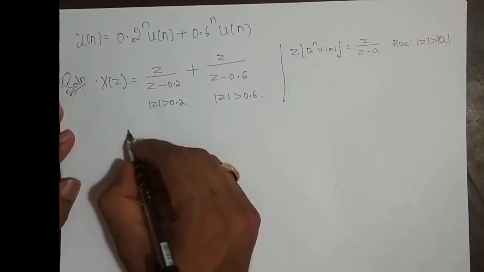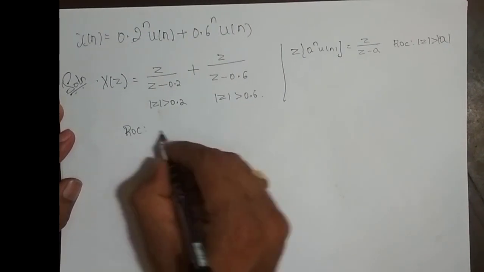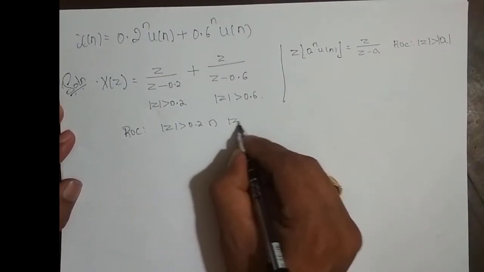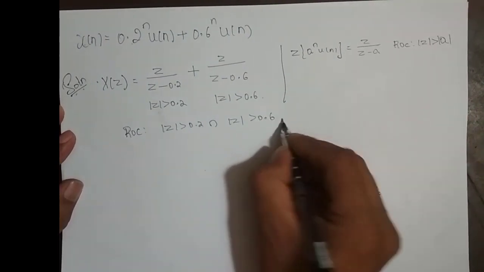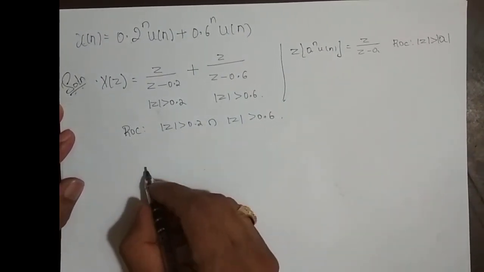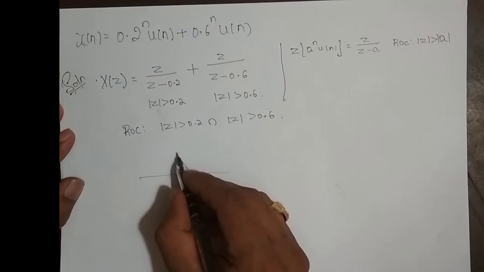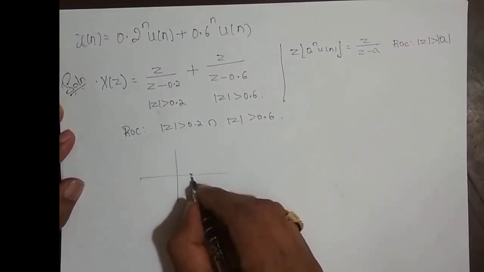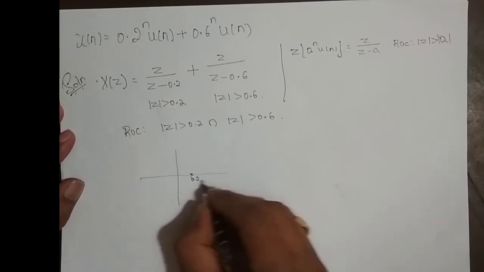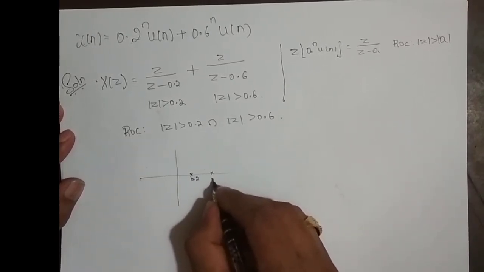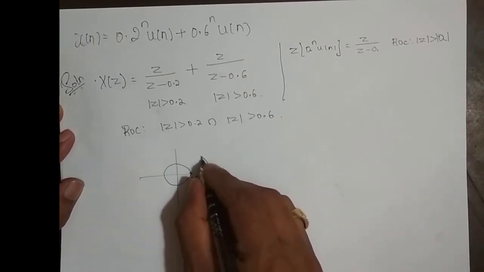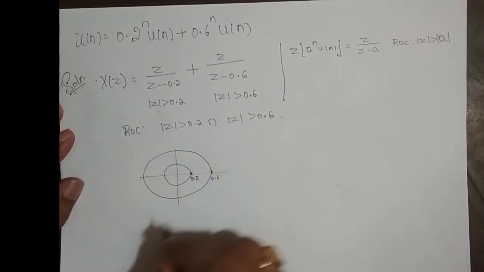Okay, so therefore what is the combined ROC? Combined ROC is magnitude of z greater than 0.2 intersection with magnitude of z greater than 0.6. So what is this intersection, I mean, how does it look like? First we have two circles. One is at pole 0.2, the other one is at pole 0.6. So the radius is 0.2 for one circle and the other circle radius is 0.6.